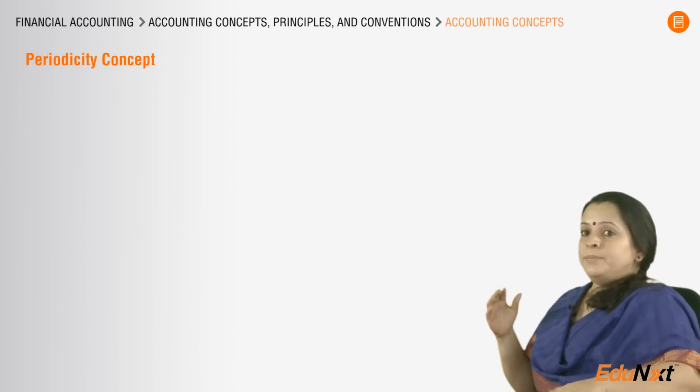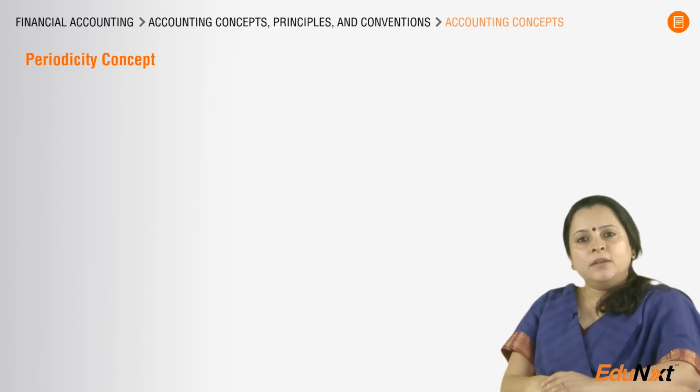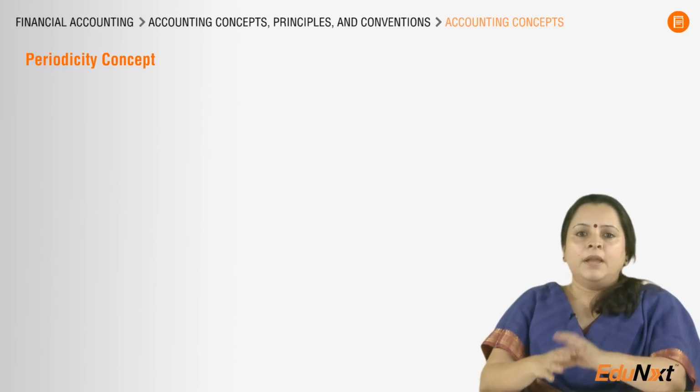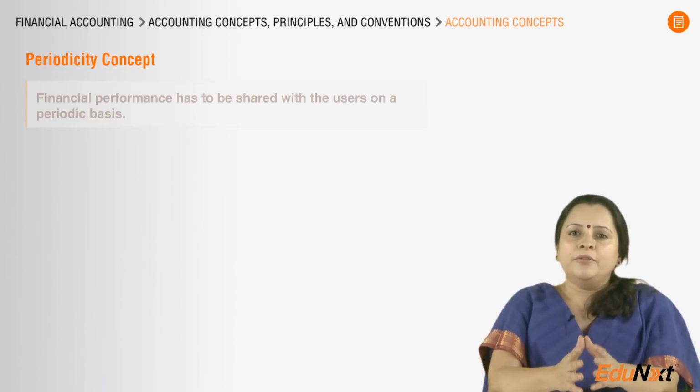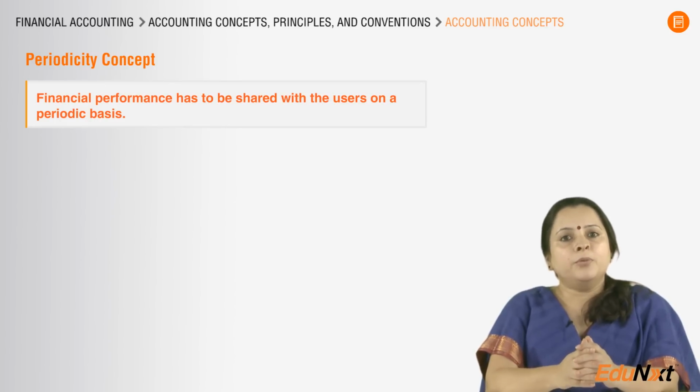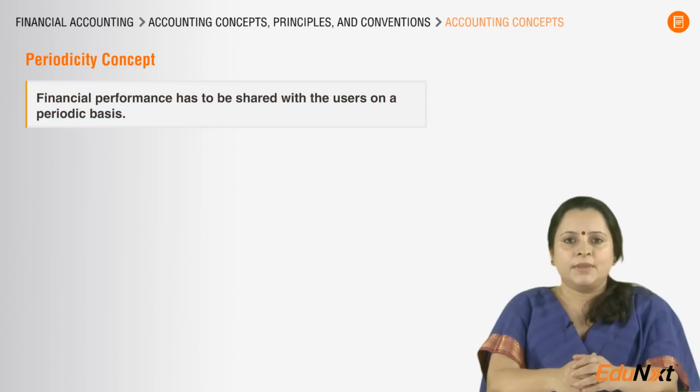The fourth concept that we are going to look at is what is known as periodicity concept. According to this concept, financial performance of a business has to be shared with the users on a periodic basis, typically at least once a year. The period of 1 year for which books are prepared is known as the financial year.